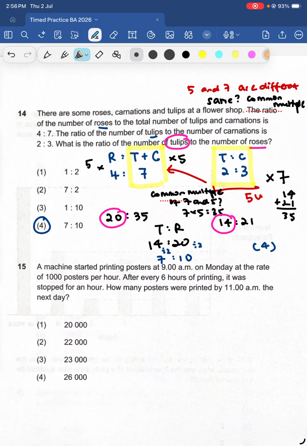Now the whole crux of this question 14 is to look for this common multiple. Let me highlight for you again. How to make the 5 to be the same as 7. So to find the common multiple.